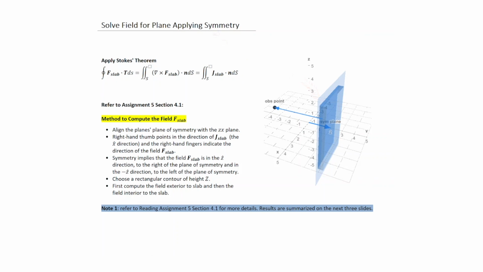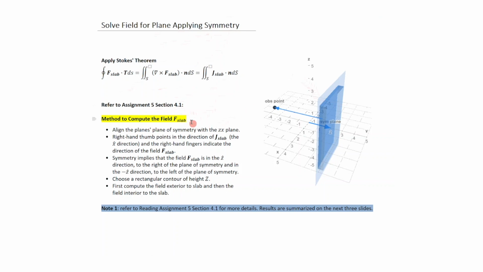All right, now we look at the plane of symmetry, again applying Stokes' theorem, but to the slab now. Again, you refer to reading assignment 5, section 4.1 for more information about the slab geometry.